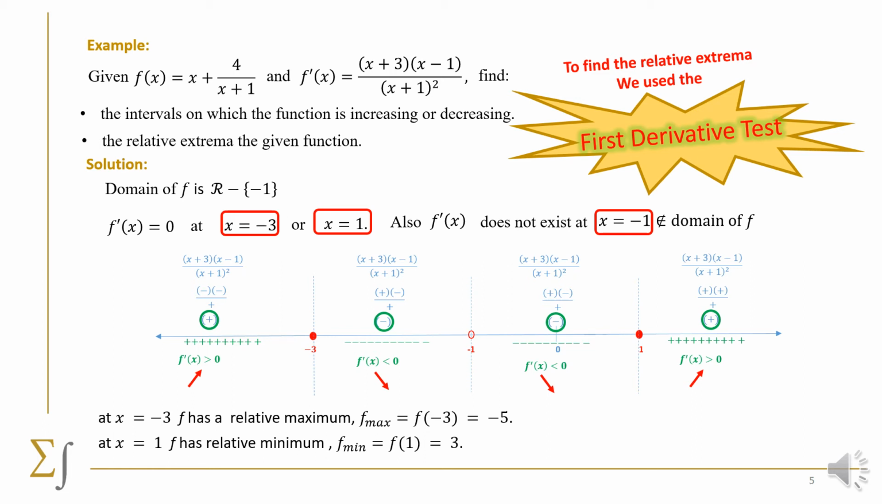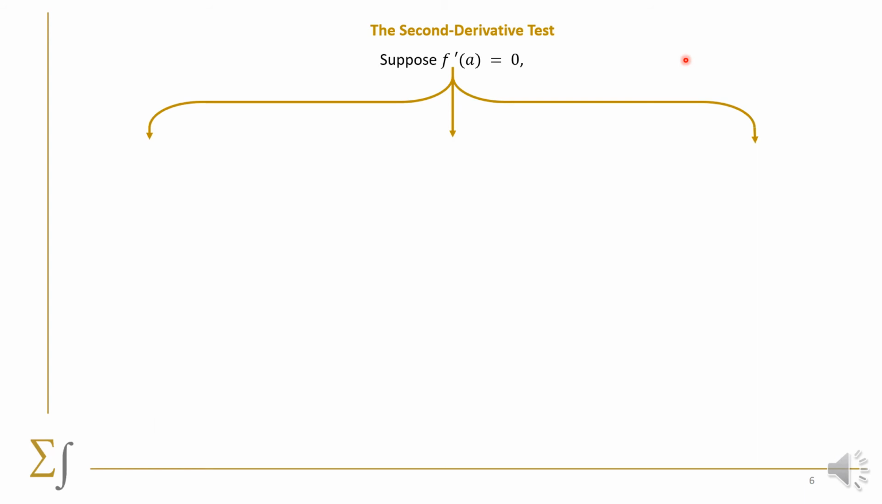Next, we move to the second derivative test. In the present slide, we're going to talk about the second derivative test for a function to find the relative extrema. If we have the first derivative of f of x evaluated at x equals a equals 0, we have three cases for the second derivative of f at x equals a.